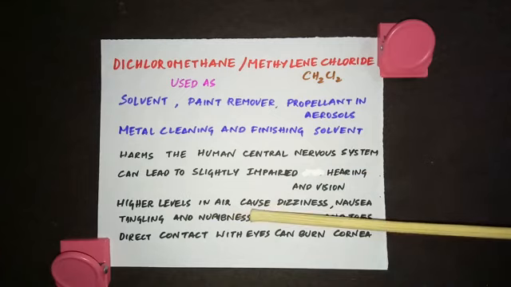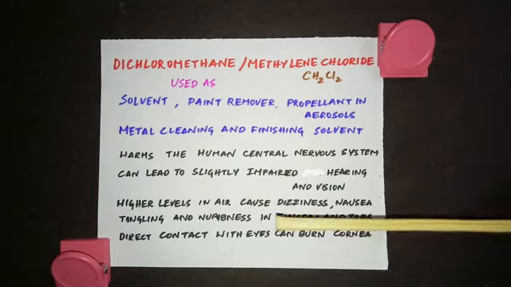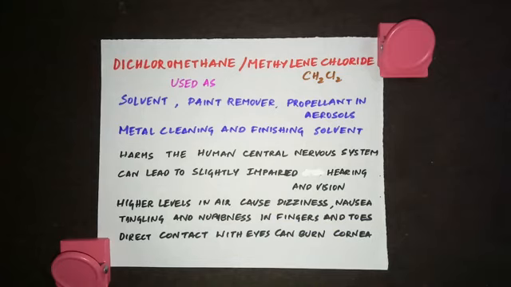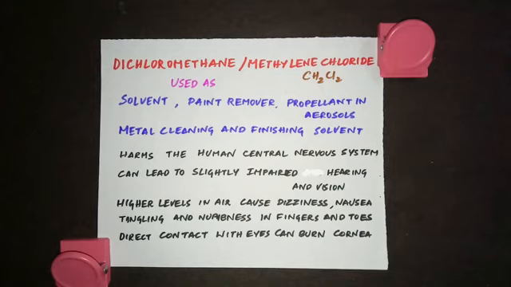Higher levels in air cause dizziness, nausea, and tingling and numbness in fingers. Tingling means a pricking effect on your fingers and toes. When you sit for a longer time, you feel this numbness in your legs. So the same numbness and tingling effect can be produced by methylene chloride, and direct contact with eyes can burn the cornea. So these are all the details about methylene chloride, whose formula is CH2Cl2.